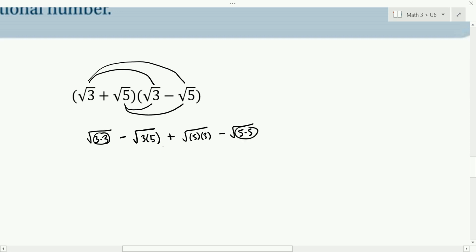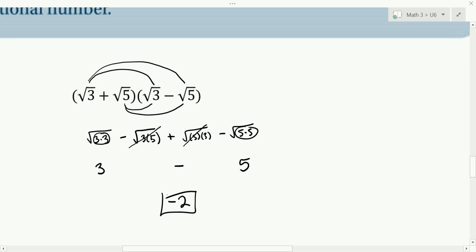The middle two, when you're multiplying conjugates together, the middle two should be the same value, just opposite signs. So they should add up to 0, always. So here we get the negative square root of 15 plus square root of 15, which adds to 0. This is 3 minus 5, and so we get our negative 2. So very nice to work with conjugates.